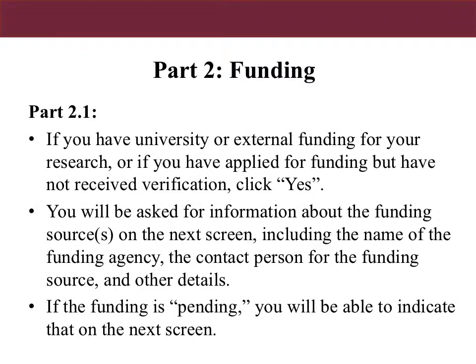Part 2.1. If you have university or external funding for your research, or if you have applied for funding but have not received verification, click Yes. You will be asked for information about the funding sources on the next screen, including the name of the funding agency, the contact person for the funding source, and other details. If the funding is pending, you will be able to indicate that on the next screen.